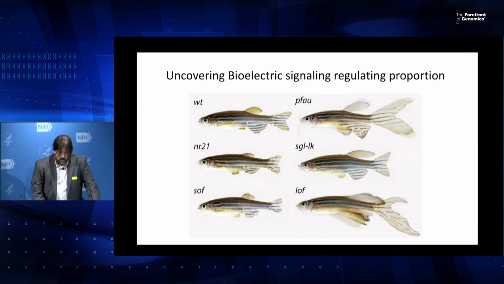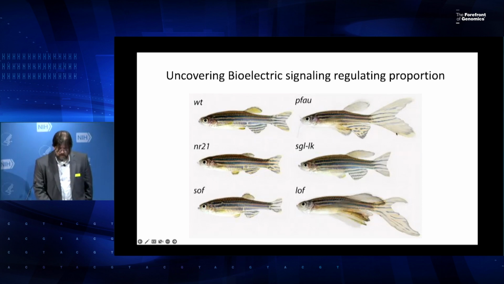So the first story I want to tell you today is an intersection between genetic approaches and our genomic approaches. And this is about proportion. What I'm showing you on the screen is a collection of mutants we got in our dominant screens, in which the wild type form of the zebrafish has fins of a particular size. These change in drastic ways in these mutants.